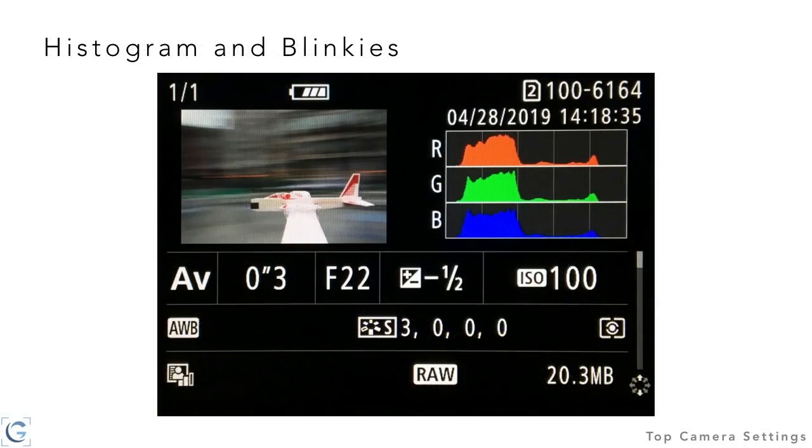Which of course means we need to make use of the histogram and the blinkies, as they're referred to. So the highlight warning: if the highlights are clipped, you can enable a display so that those bright highlight areas will be flashing on the screen when you review the image on the LCD. And of course, looking at the histogram, preferably, as you see with this histogram here, full color. So we're seeing all three of the individual color channels, so I can tell if just one of the three channels is clipping.